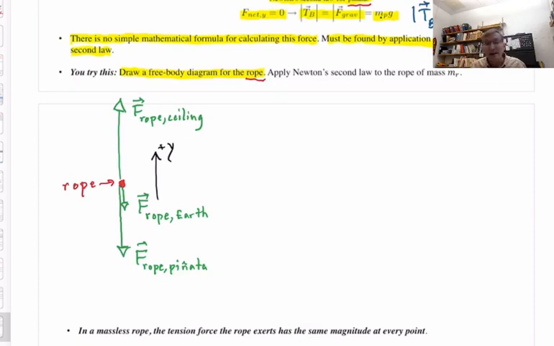Now we're going to apply Newton's second law to the rope, okay? So, for y motion, a sub y equals F net y over mass of rope. I'm writing down Newton's second law for the rope. But I know a sub y is 0. The rope is not moving. So I conclude from this that F net y on the rope must equal 0.